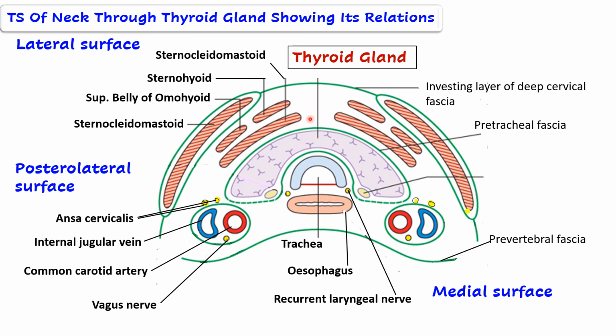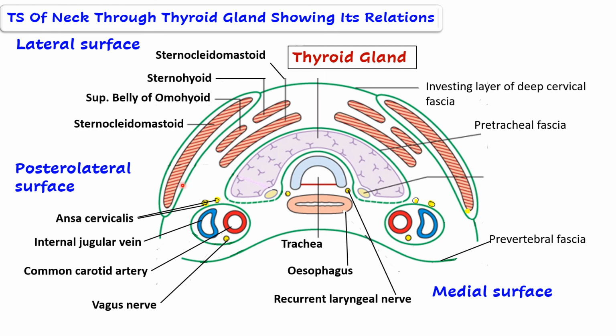Now with this information, let us see here the relations of the three surfaces of thyroid gland. So this will be the lateral surface of the lobe, this will be the posterolateral surface of the lobe, and this will be the medial surface of the lateral lobe, right? Remember, the parathyroid glands are present at the posterior border, so posterior border will be somewhere here. Now let us look at the relations of the lateral surface.